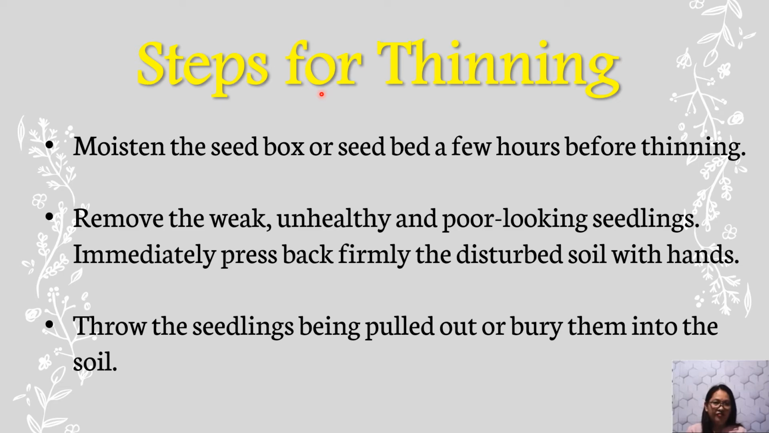Okay, so what are the steps for thinning? First, moisten the seed box or seed bed a few hours before thinning. Second, remove the weak, unhealthy, and poor-looking seedlings. Immediately press back firmly the disturbed soil with hands. And last, throw the seedlings being pulled out or bury them into the soil.